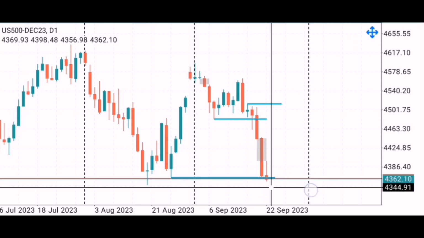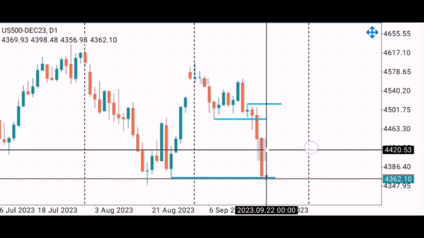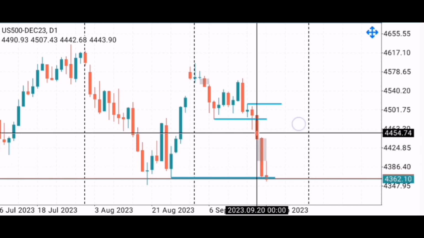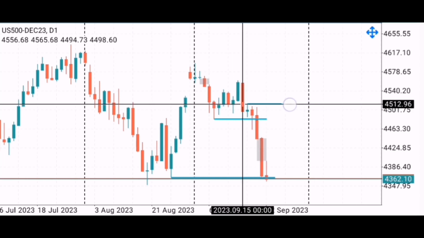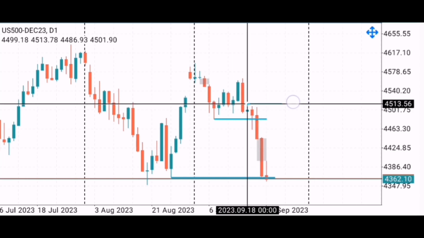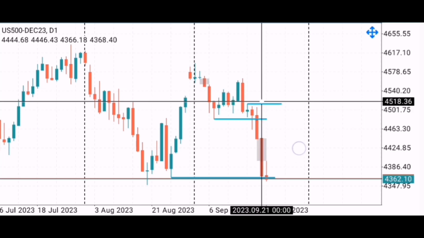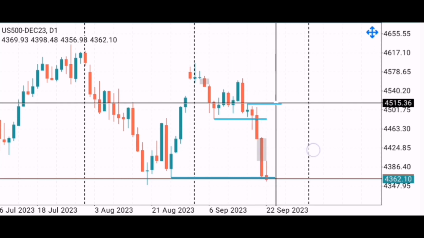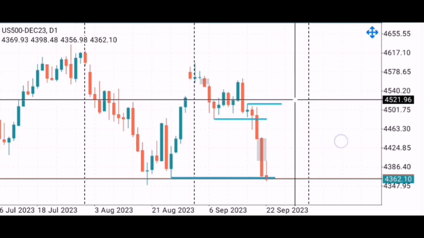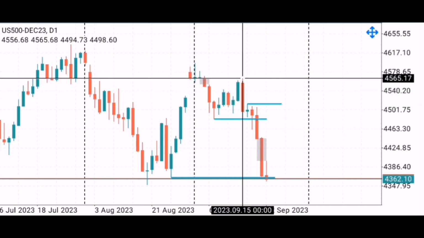However, another scenario is for price to trade to the upside, trade above these fair value gaps, use them as support and continue momentum into this level over here, take it out, and then from there we will see how price reacts. Maybe price might crash from that level once it has been taken, or simply use that level as support and continue momentum to the upside.